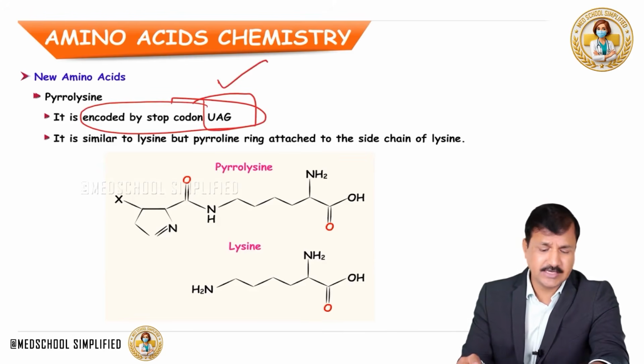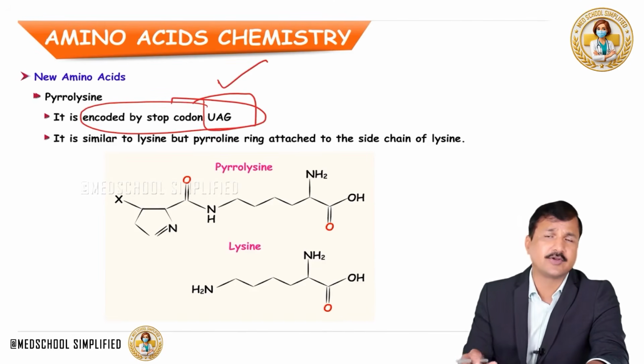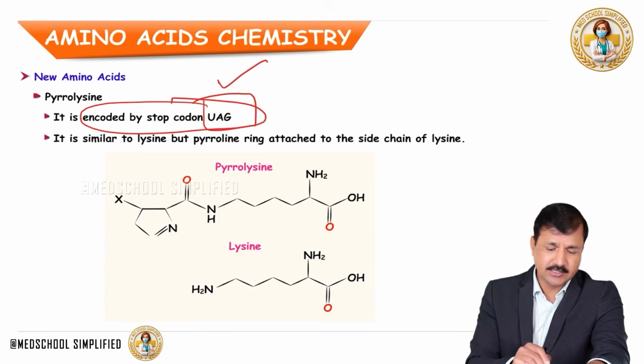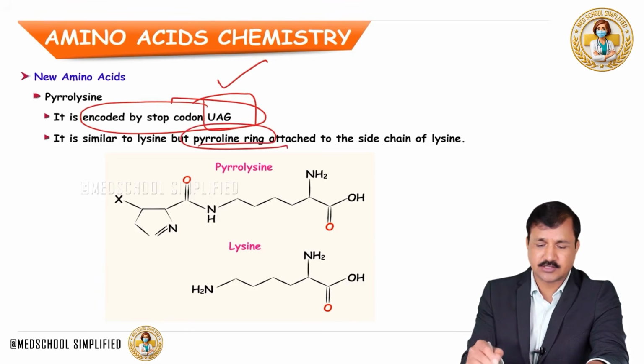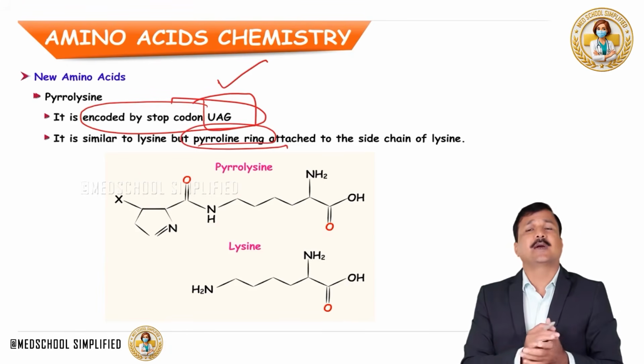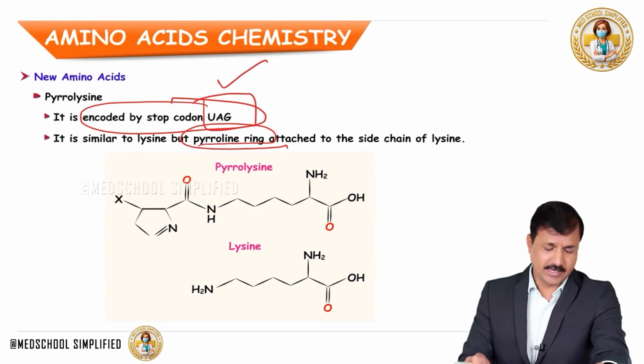The only difference here is that pyrrolysine we don't see in mammalian proteins, usually it is found in prokaryotes. This pyrrolysine is similar to lysine, but a pyrroline ring is attached to the side chain of lysine to make pyrrolysine using the UAG codon. So that's in the prokaryotes, remember that.